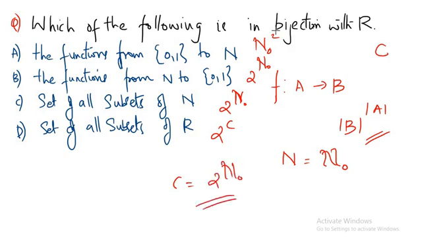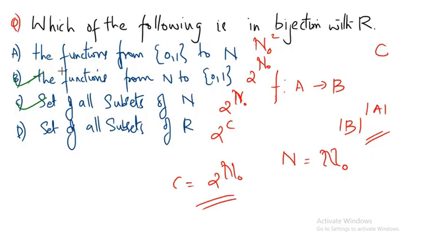So now we can easily argue which is the correct option, because the question asks which is in bijection with R, and R has cardinality C. So which is the correct option? The correct options are these two. So in this question we got two correct options, option B and option C.